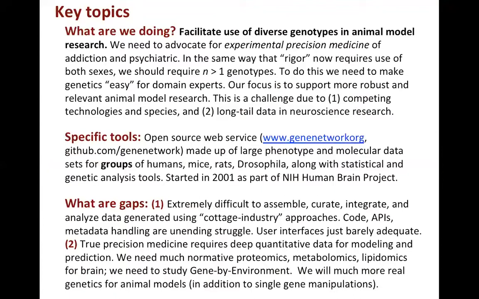Okay, so the key topics today. I've already mentioned a little bit of this, but what are we doing? We're trying to facilitate the use of diverse genotypes of animals in neuroscience, whether they're rats or mice. That's our special expertise, those two species. Obviously, there's a lot of work in nematodes, C. elegans, danio, macaques, and other creatures, but my expertise and competence really is in rodent neurogenetics and rodent genetics.